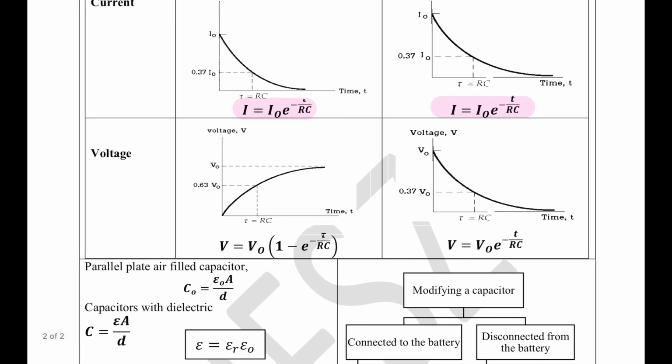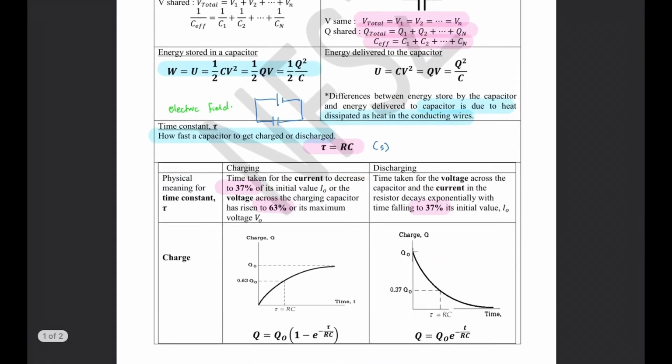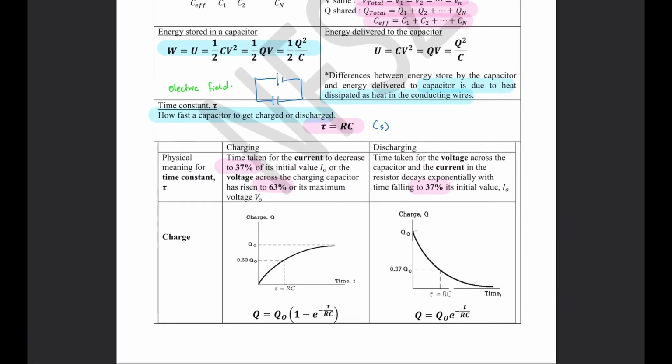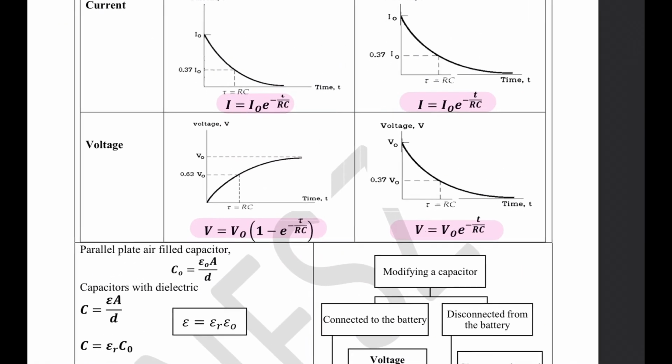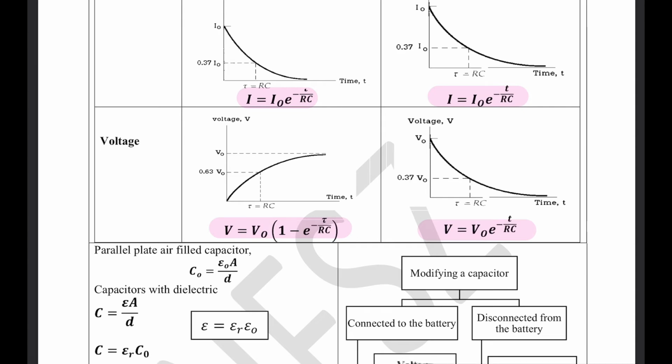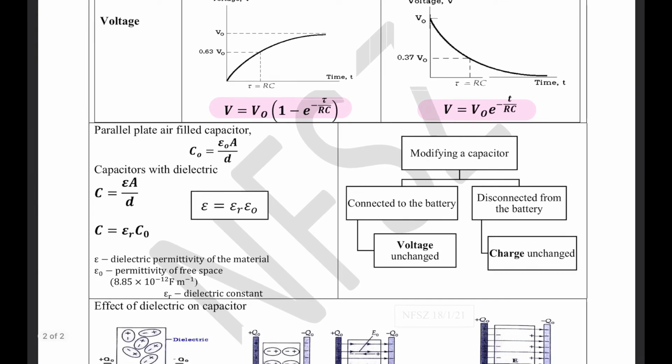Okay, then kita ada voltage. Voltage sama juga. Voltage ni sama dengan apa? Awak punya tadi charge. So kalau charging dia akan increase exponentially. Kalau discharging dia akan decrease exponentially juga. So kalau you compare kedua-duanya, kalau charging, Q and V both ada satu tolak something. Kalau discharging, Q dan V dia tak ada. Right? So next kita ada parallel plate air filled capacitor.